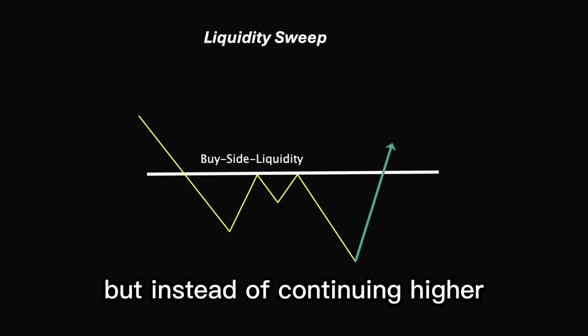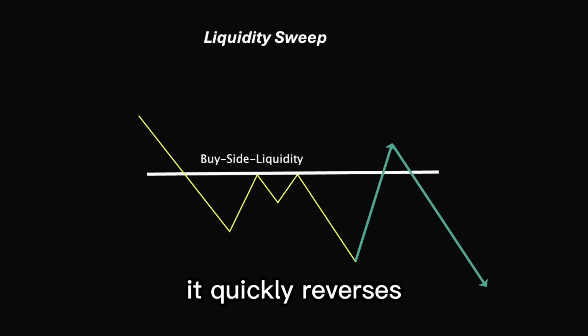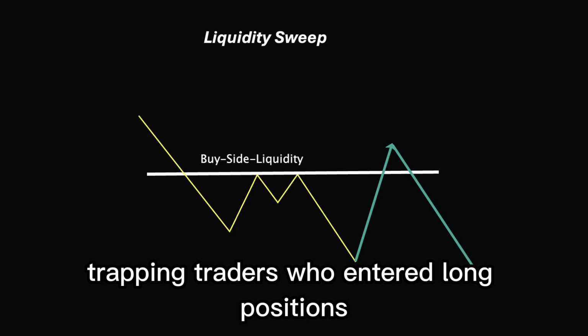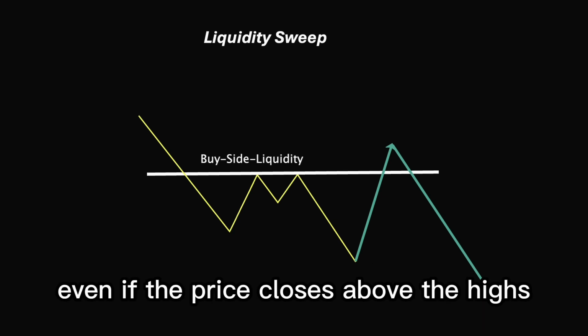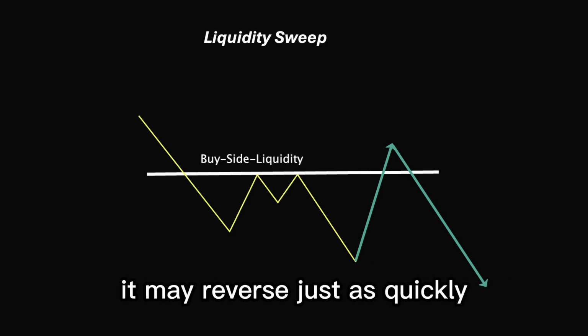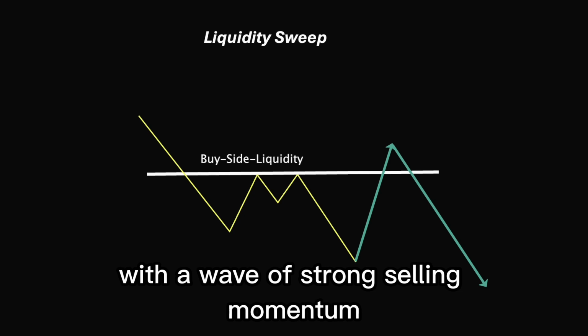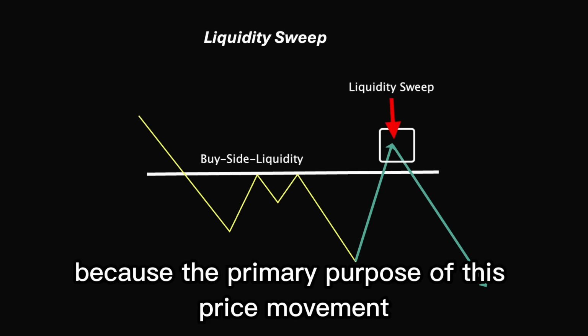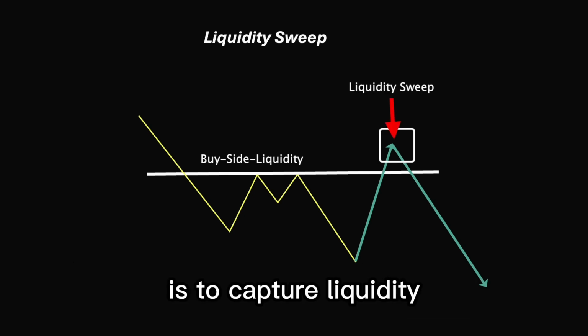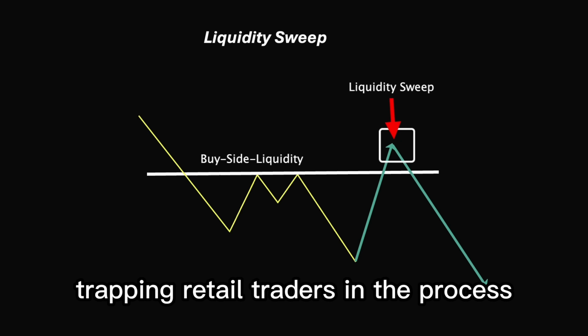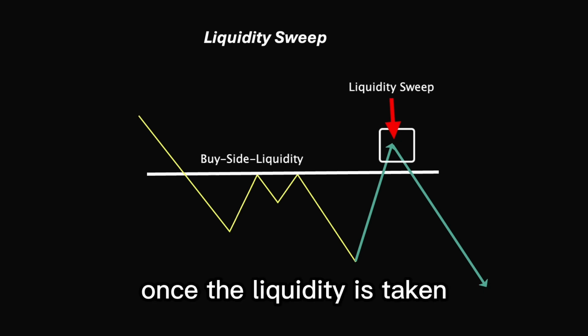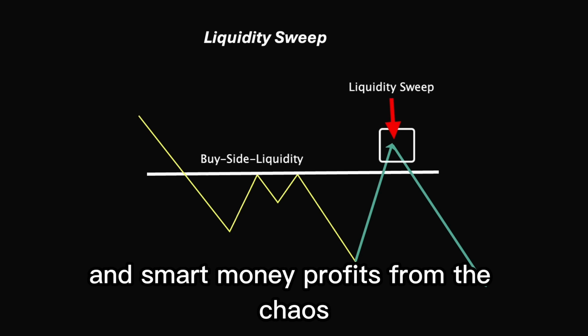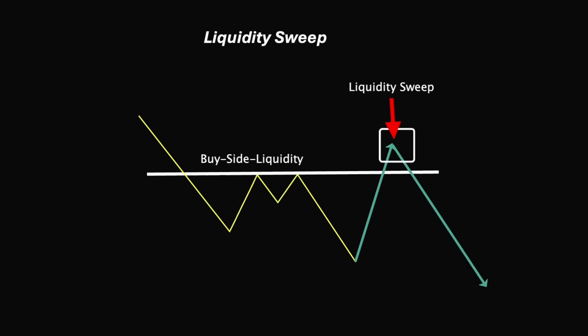But instead of continuing higher, it quickly reverses, trapping traders who entered long positions. Even if the price closes above the highs, it may reverse just as quickly with a wave of strong selling momentum. This is called a liquidity sweep because the primary purpose of this price movement is to capture liquidity, trapping retail traders in the process. Once the liquidity is taken, the price reverses, and smart money profits from the chaos.